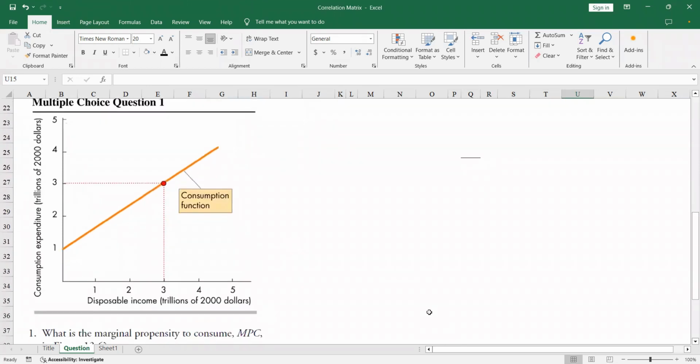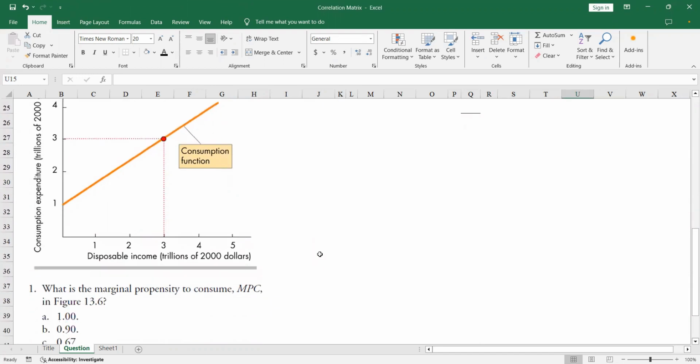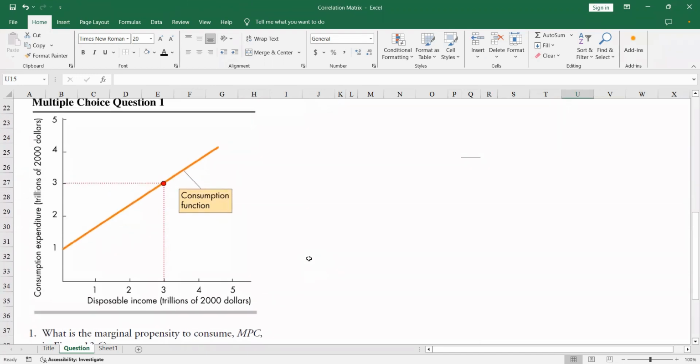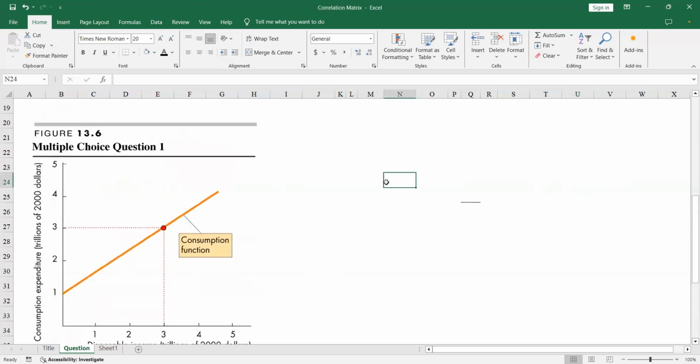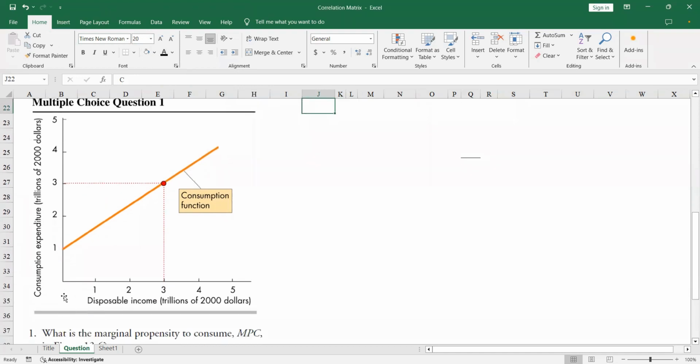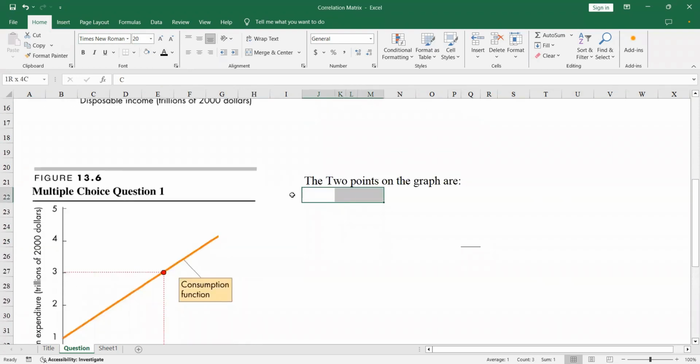Now I have one question that I can discuss. We have this graph given of the consumption function, and we need to find the marginal propensity to consume from this figure. To find the marginal propensity to consume, the first thing we have to do is find the slope of the line. So to find the slope of the line, we first need to identify 2 points on the graph. Now you can see the autonomous consumption. When your disposable income is 0, your autonomous consumption is 1. So that's 1 point on the graph.